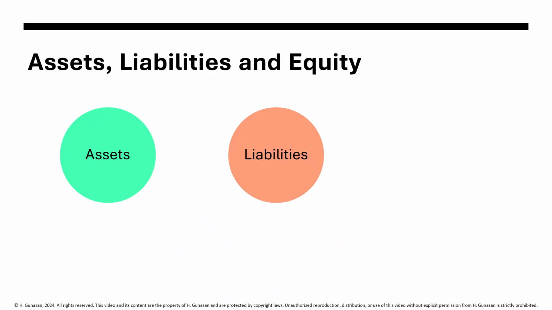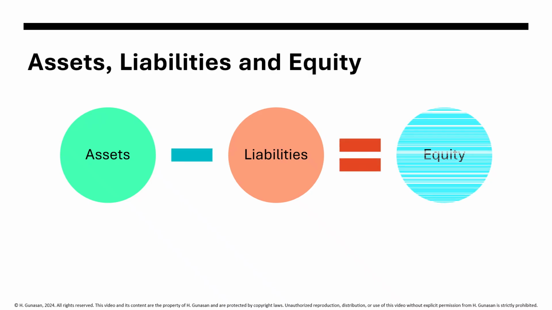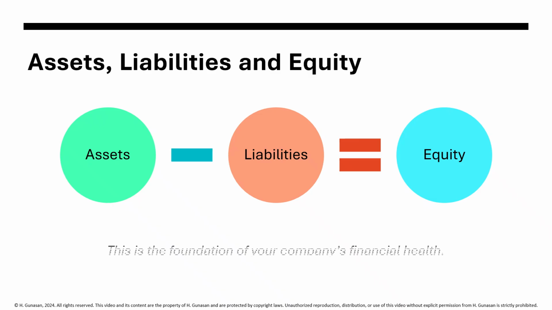So where does equity come in? Equity represents the value that belongs to you, the owner, after all liabilities are paid off. It's what's left when you subtract what you owe from what you own. The key equation is assets minus liabilities equals equity. So, if your total assets are $800 and your total liabilities are $350, your equity is $450. That's the part of the business that you truly own. Understanding this balance is critical. It's the foundation of your company's financial health.